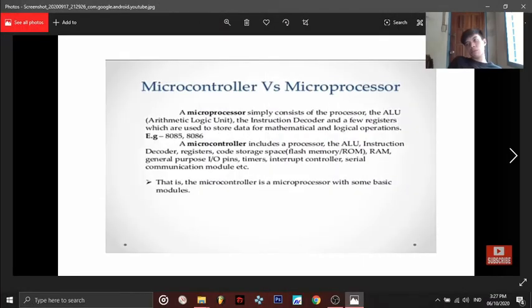Differences between those two processors. A microprocessor simply consists of the processor, that is the ALU, arithmetic logic unit, the instruction decoder, and a few registers which are used to store data for mathematical and logical operations. 8085 or 8086, those are microprocessors.